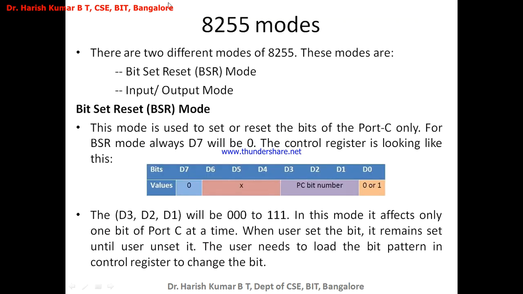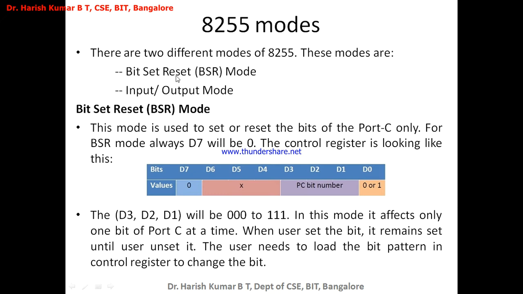Now 8255, which is a programmable peripheral interface device, can be used in order to extend the I/O capability of the microprocessor or the microcontroller. It operates in 2 modes. One is bit set reset mode, normally called BSR mode. Another one is input output mode.